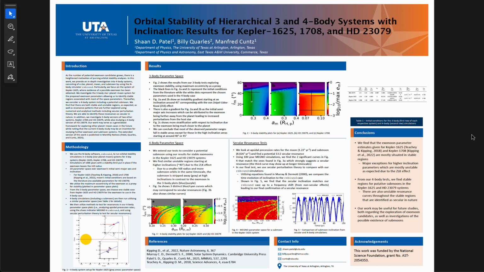Today I'll be presenting my work published in Monthly Notices titled Orbital Stability of Hierarchical 3 and 4 Body Systems with Inclination. As more possible exomoons are discovered, we are motivated to explore the orbital stability of these bodies through the use of n-body simulators such as REBOUND. We focus on the system Kepler 1625 by first exploring the 3-body case including the star, planet, and potential moon.